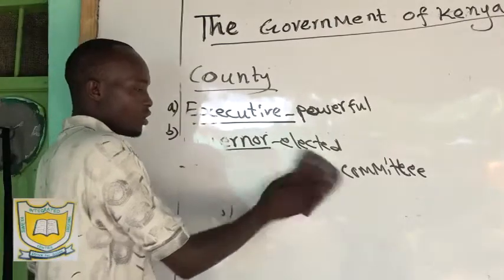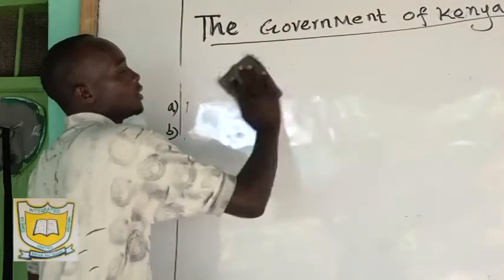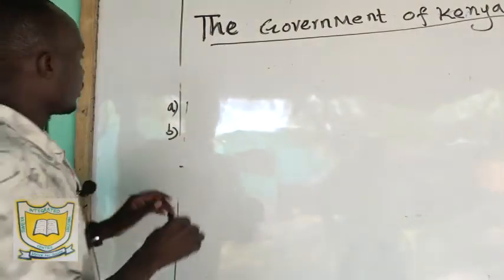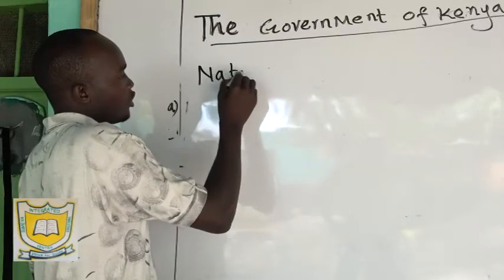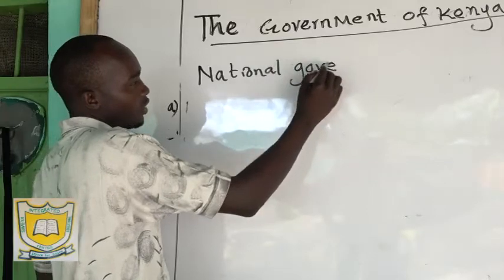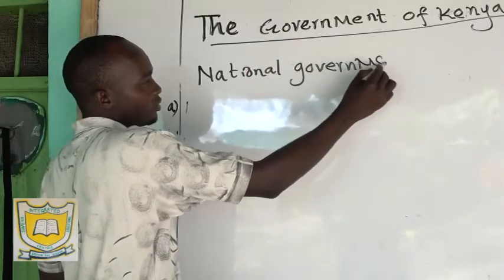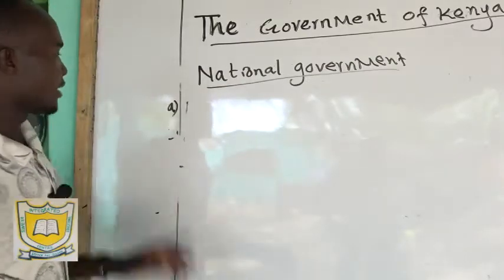But mostly we shall base on the national government. I was just briefing about the county government. So we have another one called the national government. So we want to look at the national government. Our national government has three arms.